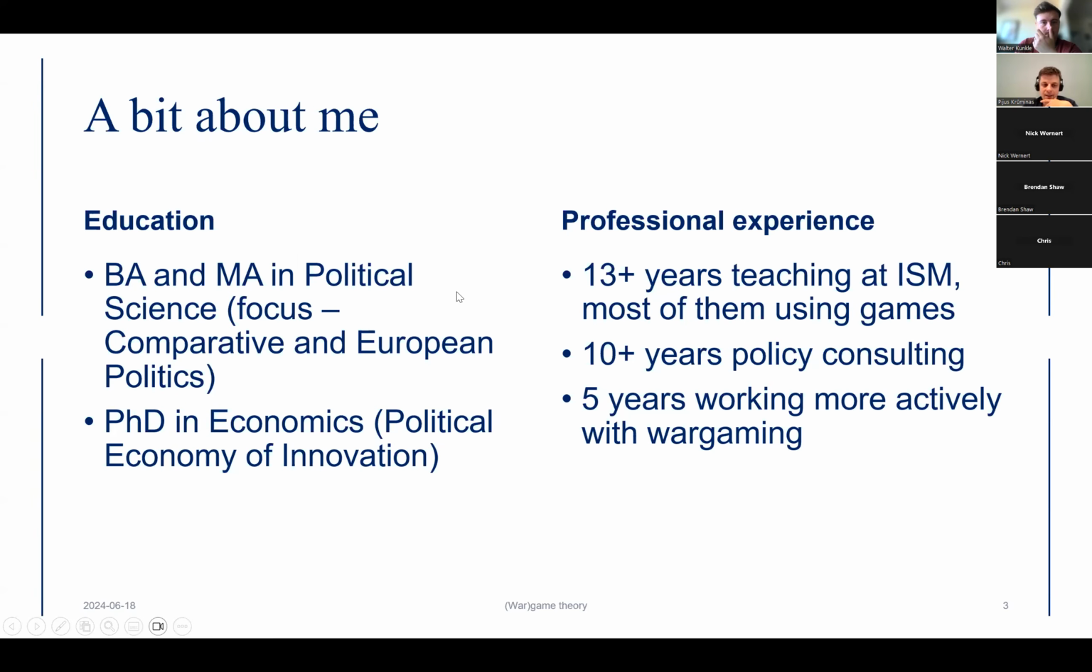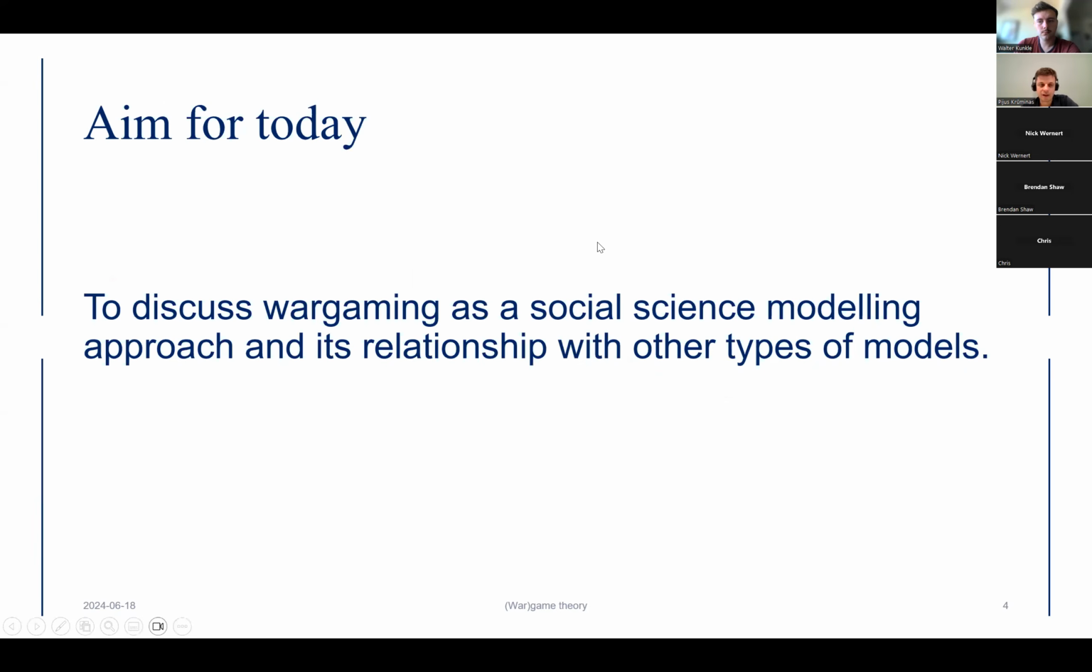My background in political science and in economics, as I mentioned, gave me quite a bit. We've had quite a few lectures on modeling different ways to model our social reality, whether it's something very mathematical and empirical, or something more theoretical like game theory. So that's where it comes from.